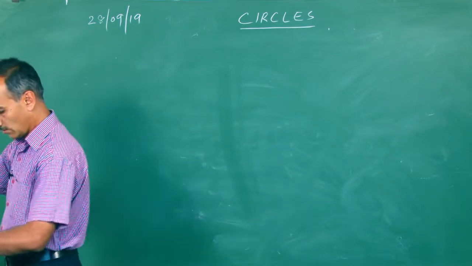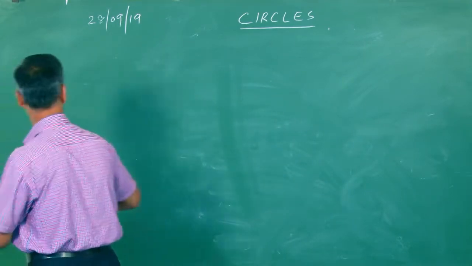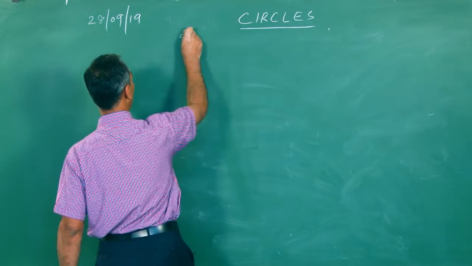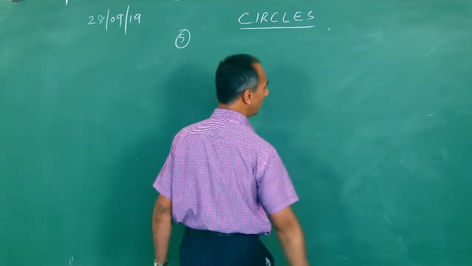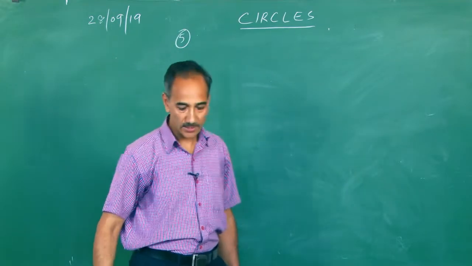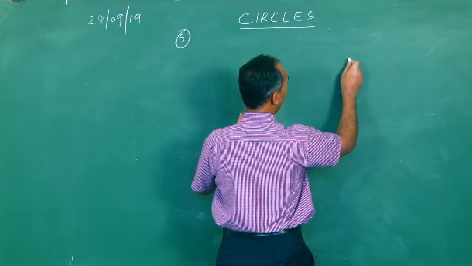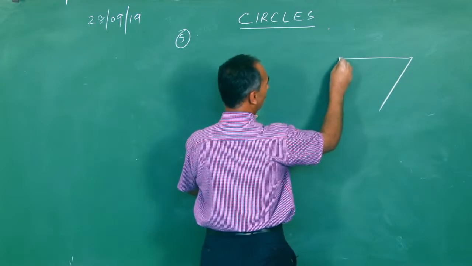So this is the next sum. I think it's question number 5. I forgot the serial. Okay. Anyway, so you have a parallelogram that circumscribes a circle. Okay. Let me draw a parallelogram.